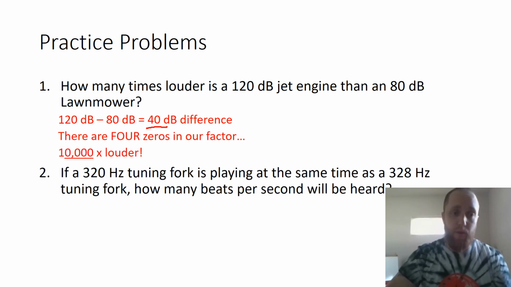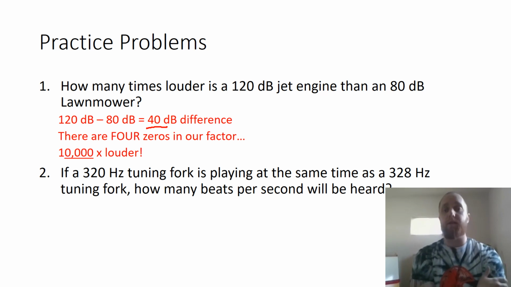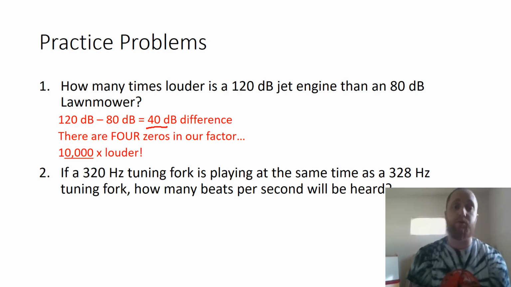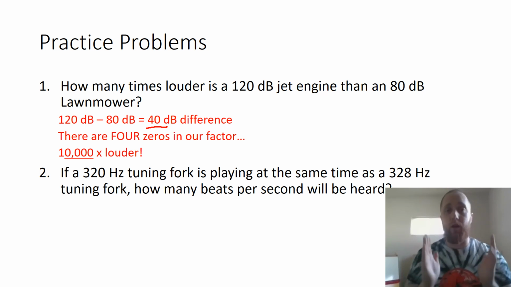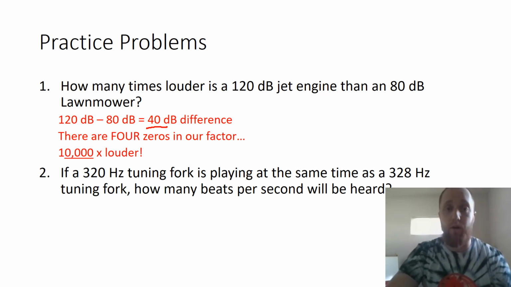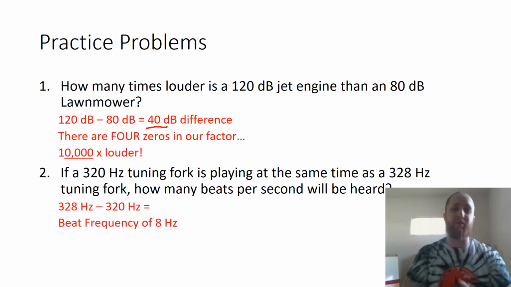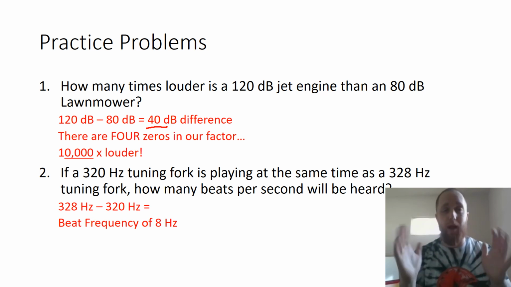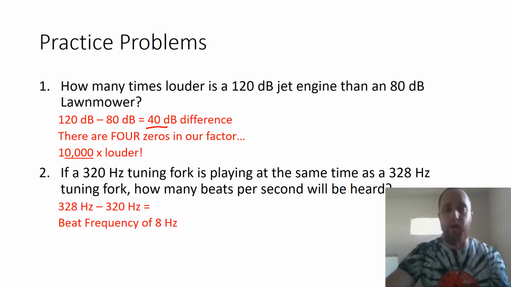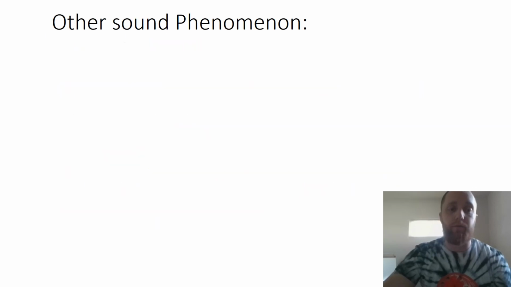For number 2, a 320 hertz tuning fork played at the same time as a 328 hertz tuning fork. Give it a shot, try and figure out what that beat frequency is, hit pause. Again, it literally just comes down to the difference between them. You might have seen in the equation on the previous page, there were absolute value brackets there. Just ignore the negative when you get a negative. It's not the end of the world.